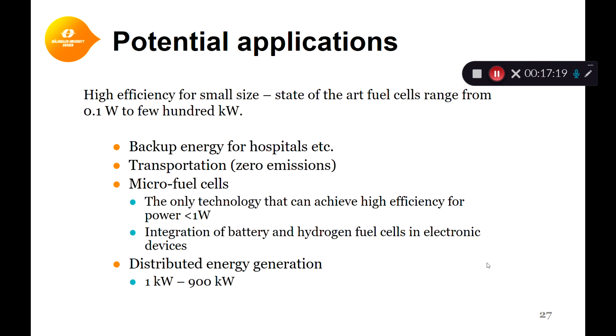We will see in more detail in the next module what the applications of different types of fuel cells are. But just to give a quick overview, fuel cells, as a state of the art, can generate power in the order of a fraction of a watt up to a few hundred or 1,000 kilowatts. So they are very good to use for both transportation and for stationary applications like energy generation for buildings, for hospitals, for microgrids, and so on.